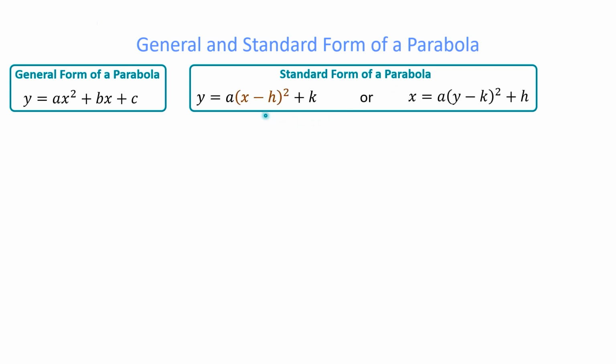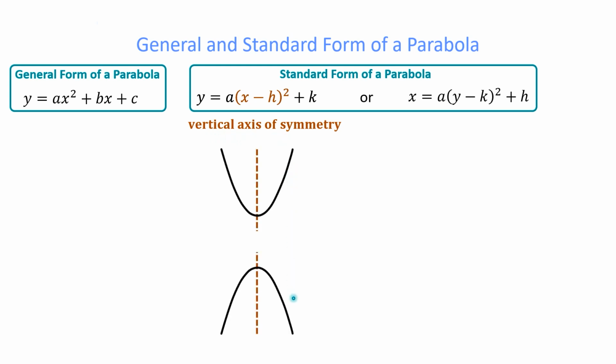Now, if we look at the main differences between these two, over here, when we square this bracket, we'll end up with an x squared term, which tells us the graph will have a vertical axis of symmetry. So these are what they would look like. Okay, so this graph opens upwards, this graph opens downwards, but they both have a vertical axis of symmetry.